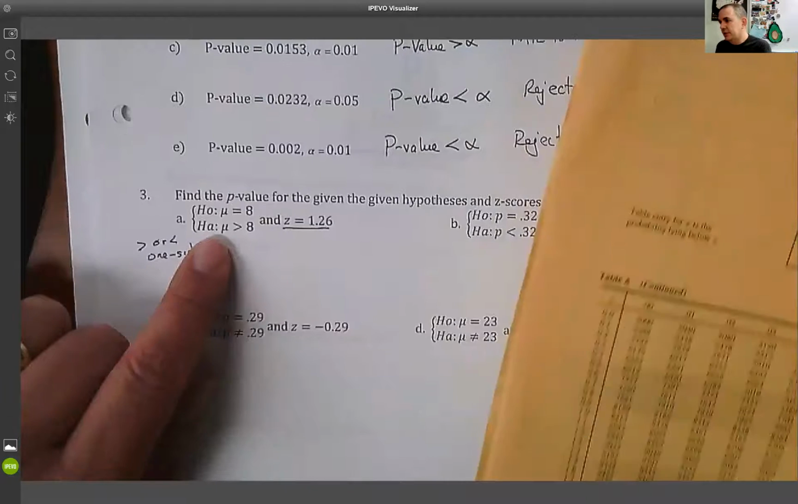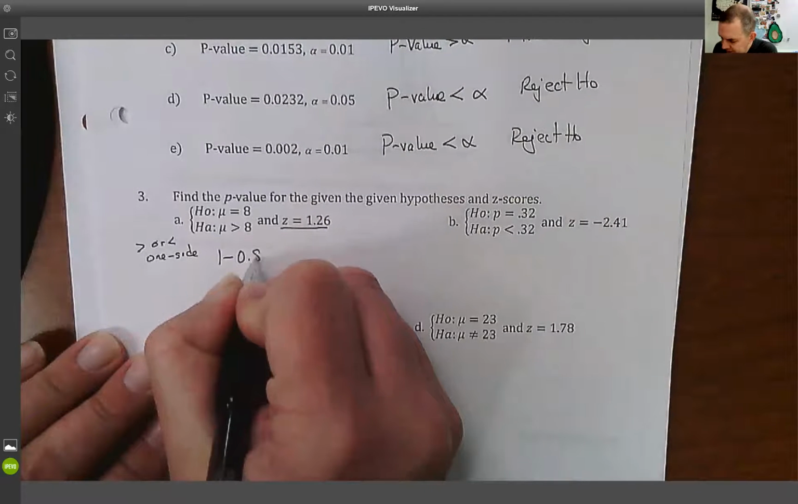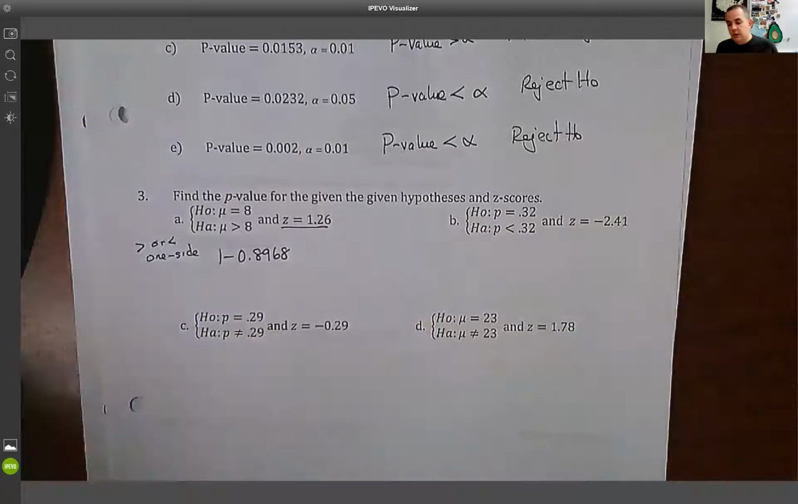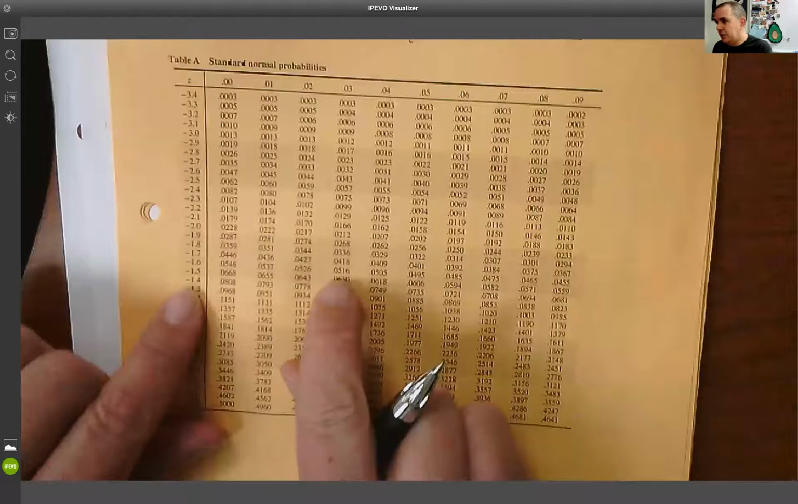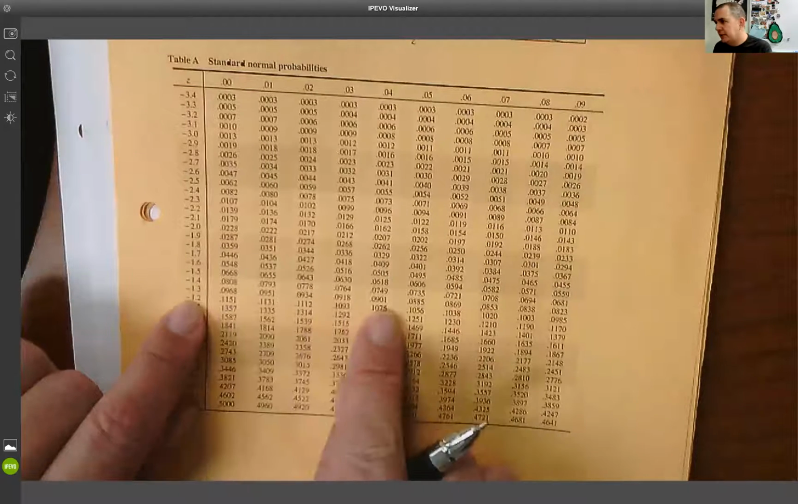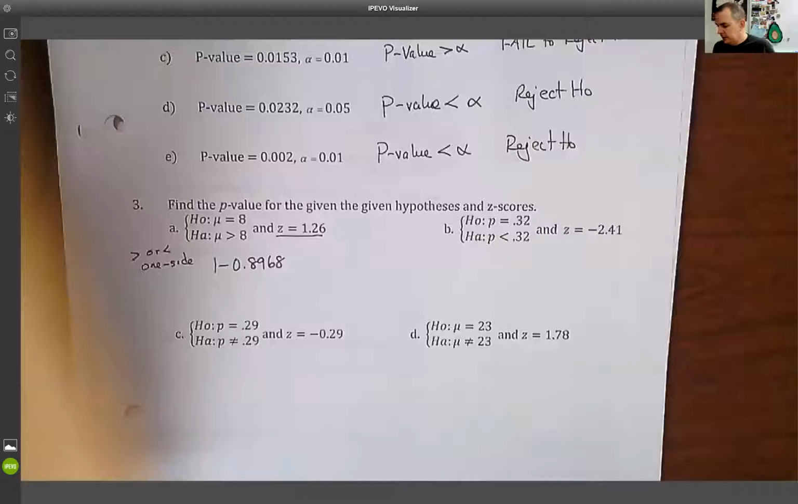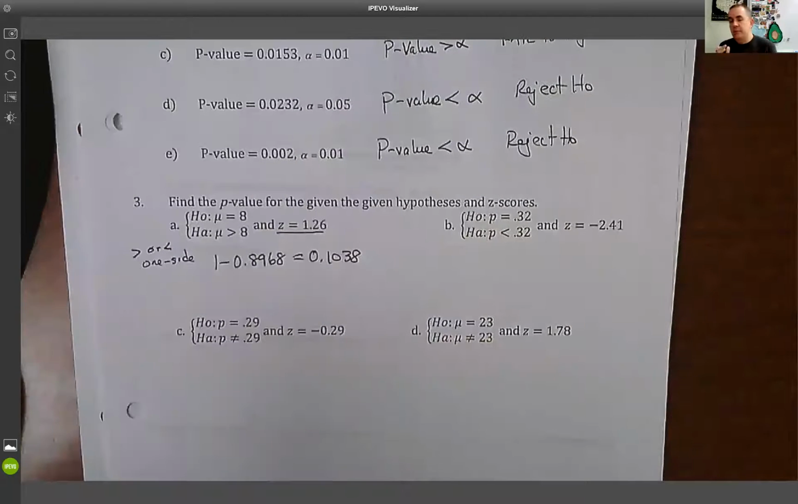This alternative says greater than. So what I need to do is 1 minus 0.8962. Now, what I want to show you is because of the symmetry of this curve, if I go to negative 1.26 and drag my finger across to negative 1.26, I get 0.1038. That's what this answer is, 0.1038. So that tells me there's about a 10% probability of that happening.